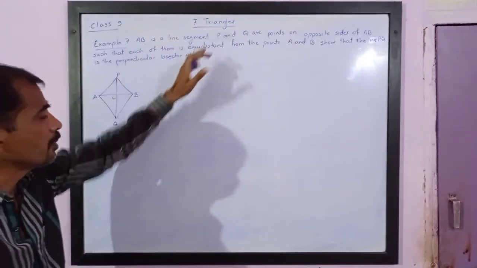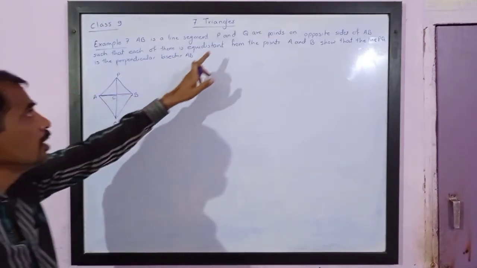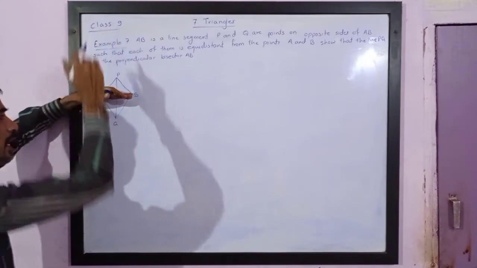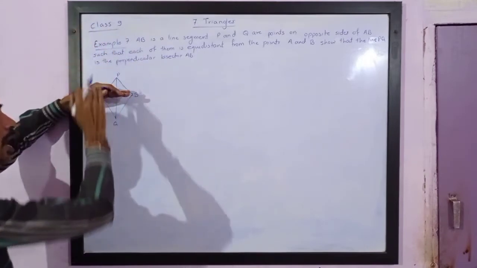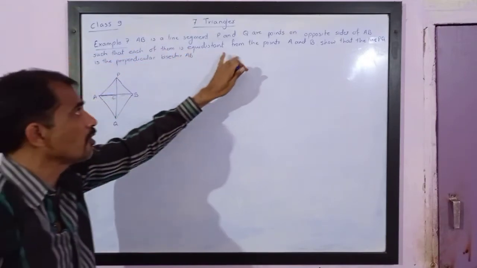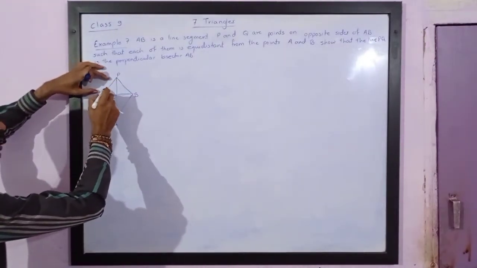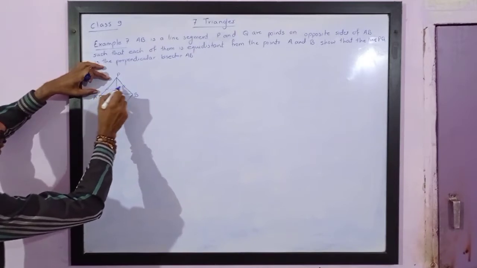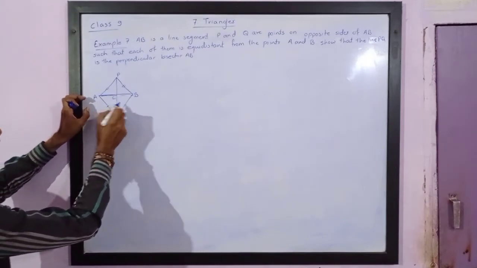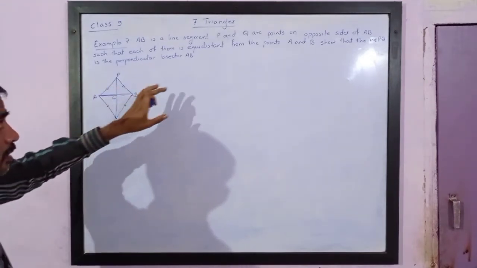AB is a line segment. We are given P and Q are points on opposite sides of AB. So this is AB, P is to one side and Q is to the other side. It means P and Q are on opposite sides of AB such that each of them is equidistant from the points A and B. So we are given P is equidistant from A as well as B, so this must be equal. Then we are also given that Q is equidistant from A and B. It means this segment must be equal, QA is equal to QB. This is what the given part says.